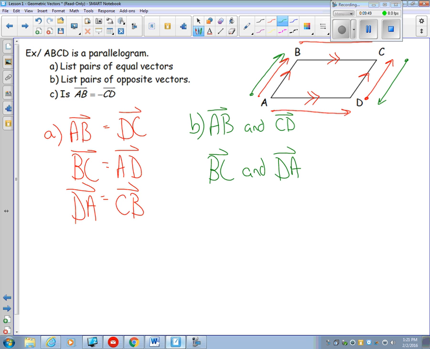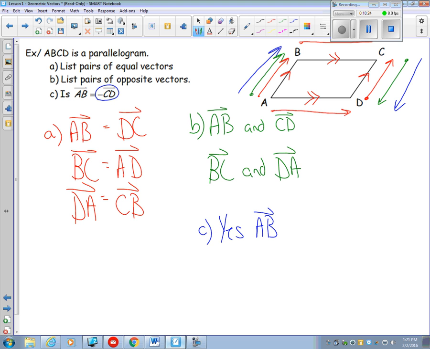All right, part C. Is AB equal to negative CD? What's that asking? By putting this negative sign here, it's asking, are AB and CD opposite vectors? So let's take a look. AB goes here, and CD goes here. Are those opposites? Sure they are. So we'd say yes.